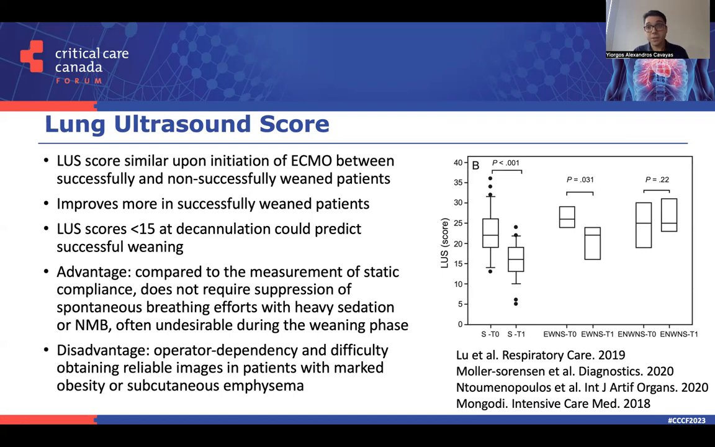The main advantage of the lung ultrasound score is that compared to the measurement of static compliance, which also can be used to track improvement in lung aeration, it does not require suppression of spontaneous breathing efforts with heavy sedation or neuromuscular blockade, which is often undesirable during the weaning phase. The disadvantage is that it's operator dependent, and sometimes it can be difficult to obtain reliable images in patients with marked obesity or subcutaneous emphysema.